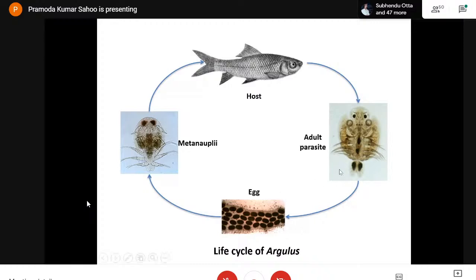So the eggs will be in chains. One single female can lay more than 150 to 200 eggs in one clutch, and it varies from species to species of Argulus, because within Argulus there are more than 129 valid species. I am not going into all the details of those species. We will focus more on Argulus biology, what they are doing, and how they are being managed in the system.